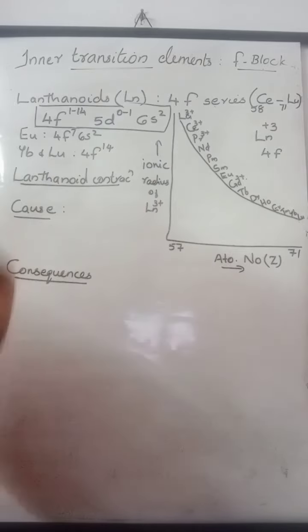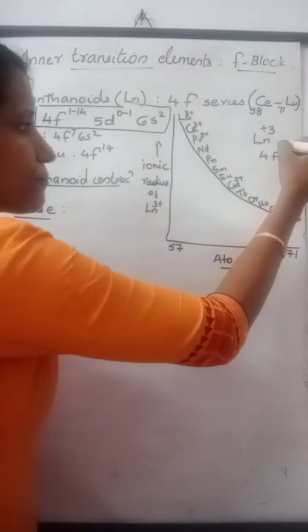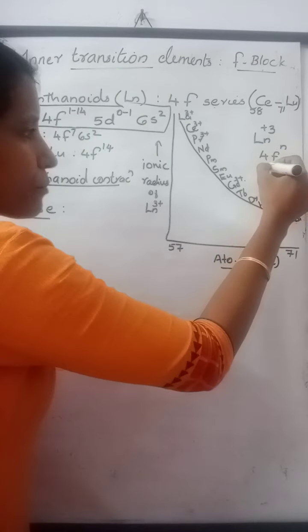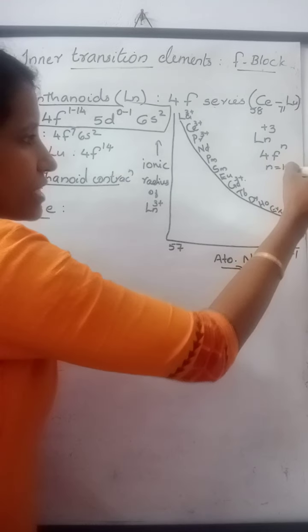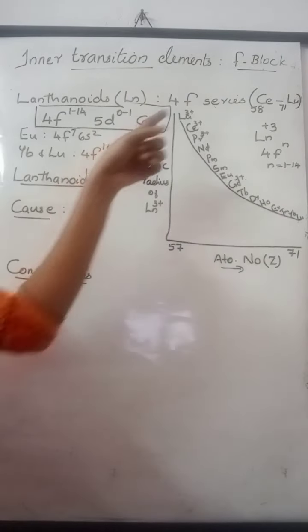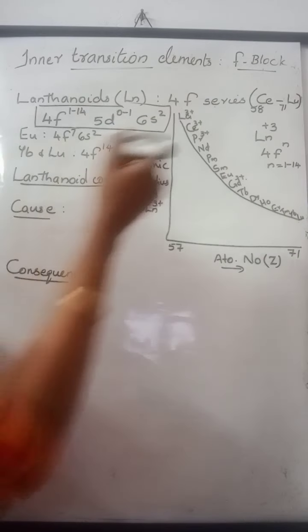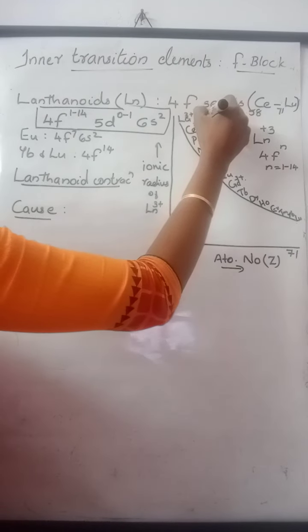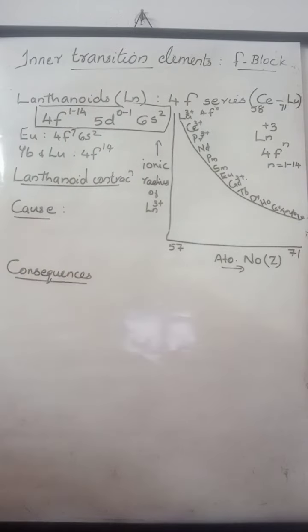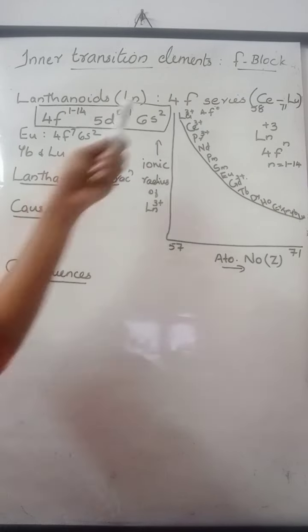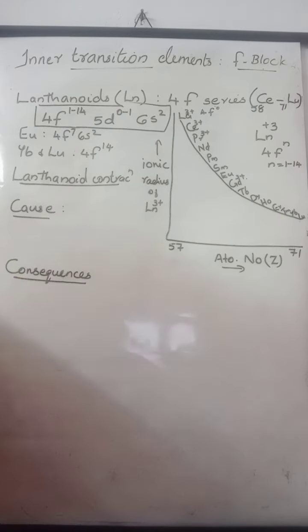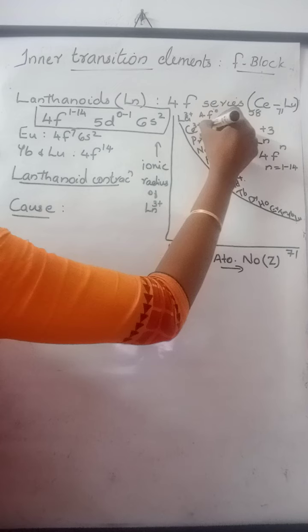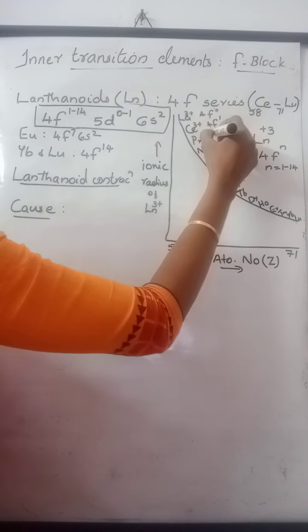In the +3 oxidation state, the lanthanoids have a configuration 4f(n), where the number of electrons in the f atomic orbital varies from 1 to 14. Lanthanum 3+ has the configuration 4f0. This is not a 4f series element, it is not a lanthanoid, but it is also studied along with the lanthanoids. Cerium 3+ has the configuration 4f1.